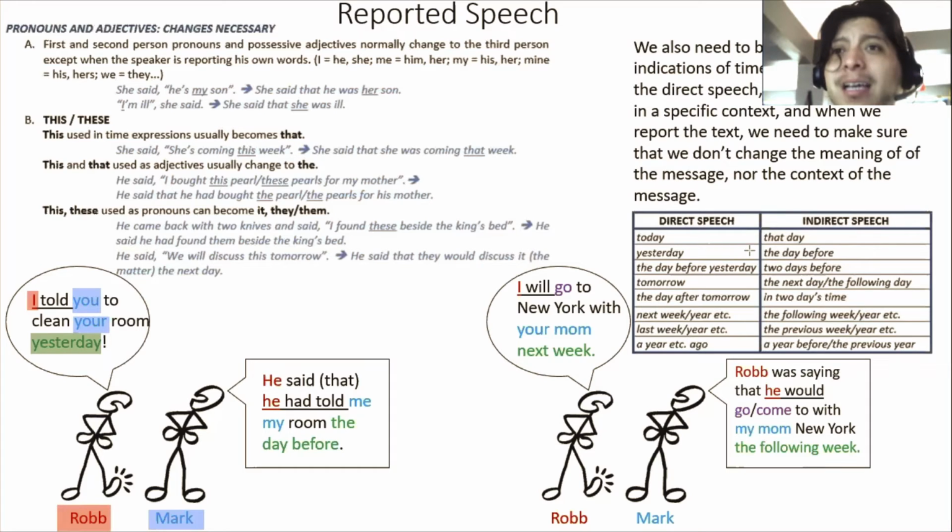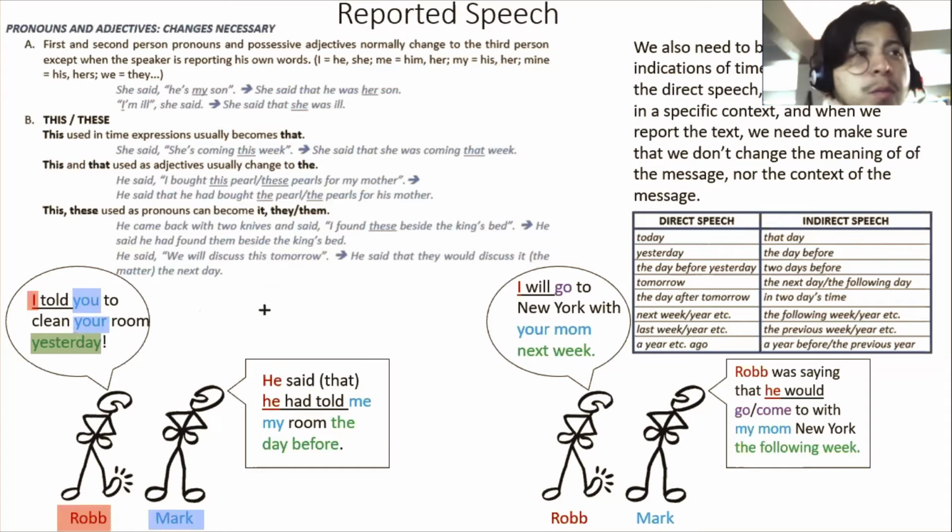Yesterday, ayer. Otra vez, hoy es miércoles y digo I ate pizza yesterday. Comí pizza ayer. Si yo reporto esto cualquier otro día que no sea el miércoles, cuando lo dijo el miércoles, yo comí pizza ayer, se refería al martes. Pero si yo te lo cuento el sábado, él dijo que había comido pizza ayer, la persona va a entender que fue el viernes. Entonces no decimos yesterday, decimos the day before or the previous day, el día anterior, ¿sí?